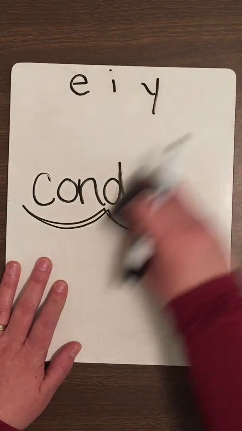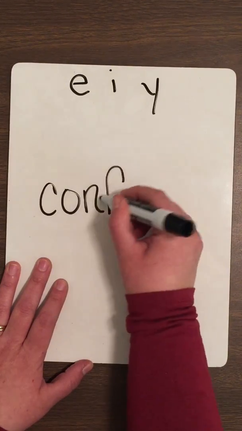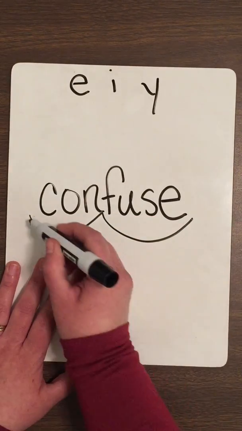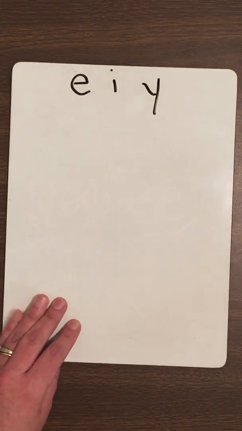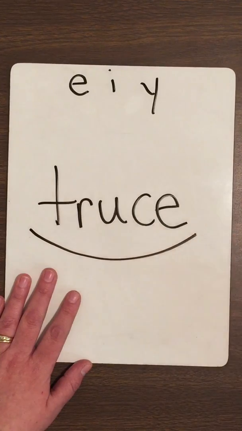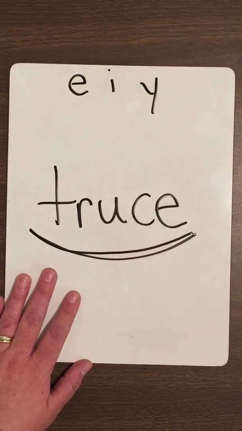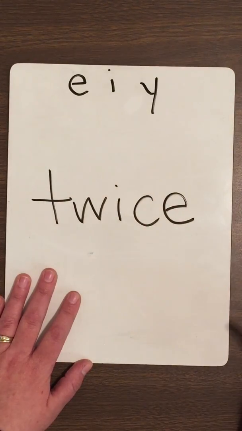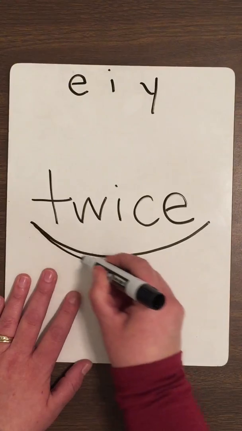Conduct. Confuse. So here's a C. That's followed by an E. So we're going to say this as truce. So this word is going to be twice.